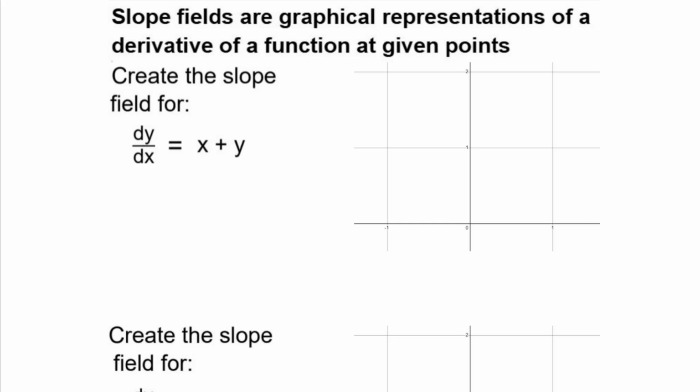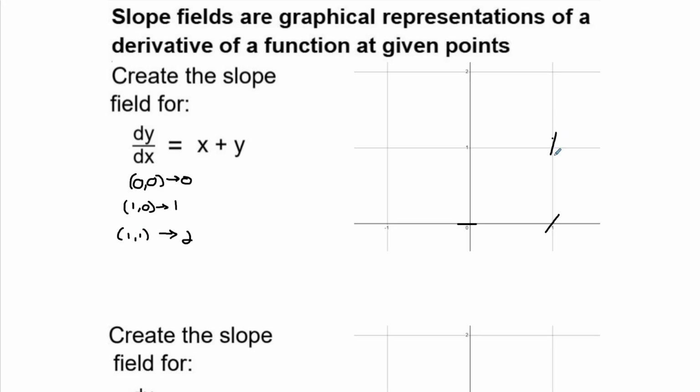So let's plug in some points. Let's make 9 points. At the point (0, 0), what is dy/dx? It looks like dy/dx is going to be 0, so we would just have a straight line. What about the point (1, 0)? That's going to give us 1, so we're going to have a line going through that point with a slope of 1. Now what about the point (1, 1)? That's going to give us 1 plus 1, which is 2, so we're going to have a line that goes through the point (1, 1) with a slope of 2.